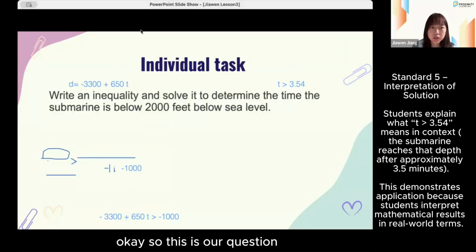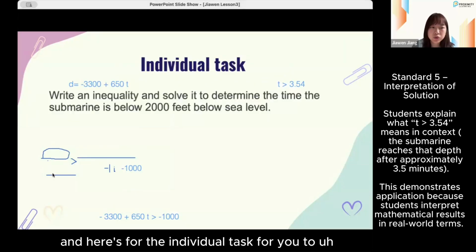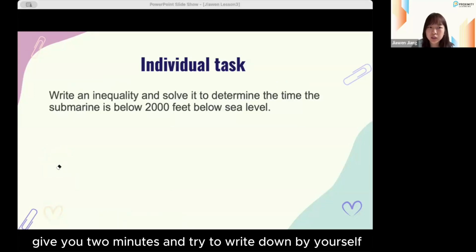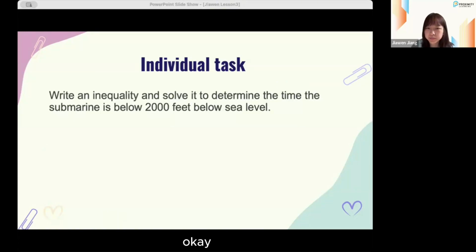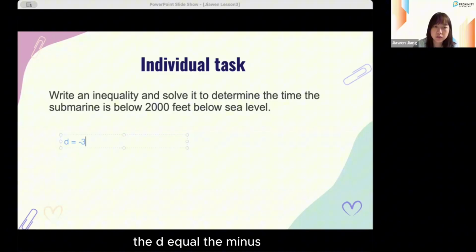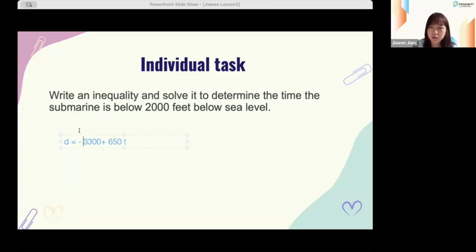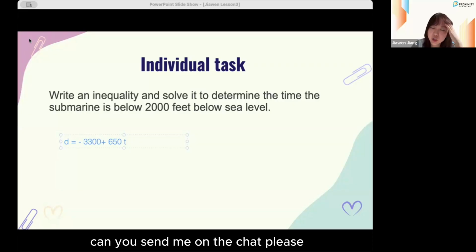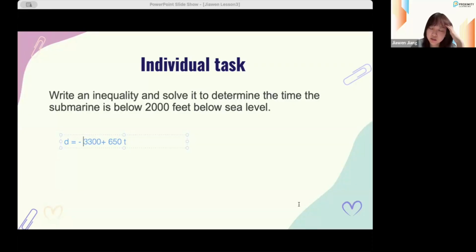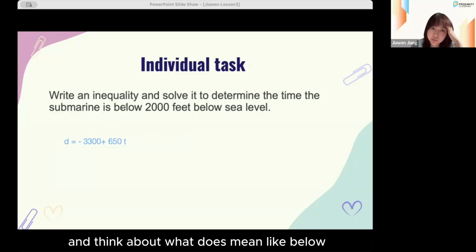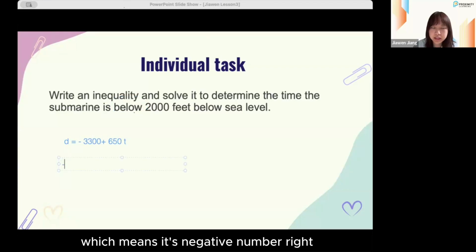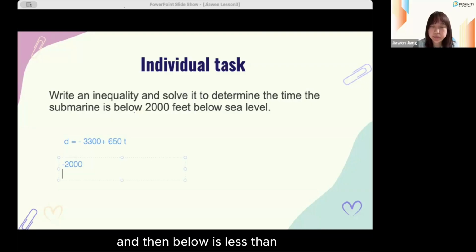Okay, so this is our question. And here's the individual task for you. I'll give you 2 minutes to try to write it down by yourself. D equals minus, so remember the equation. We use the same information as before. Once you get your answer, can you send it to me on the chat, please? And think about what below means, greater than or less than, and also it means a negative number, right? So it's minus 2,000.